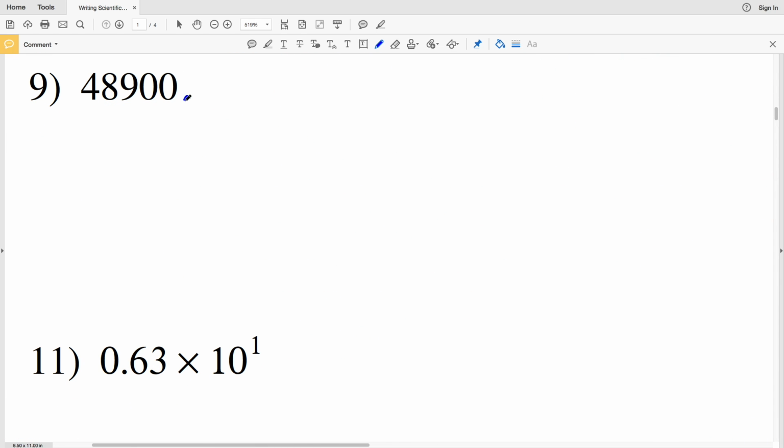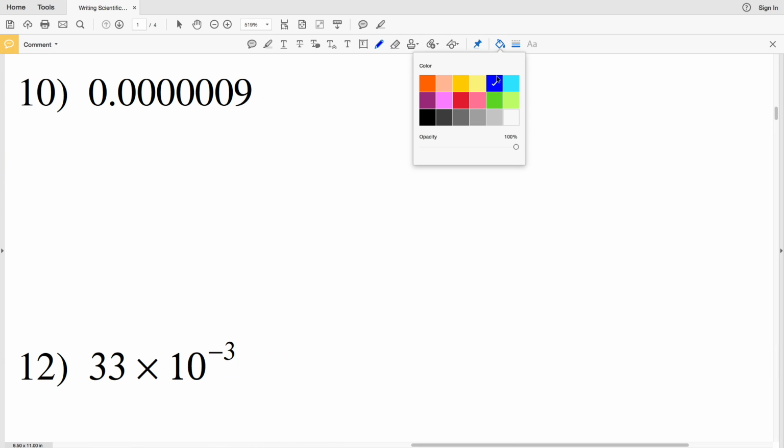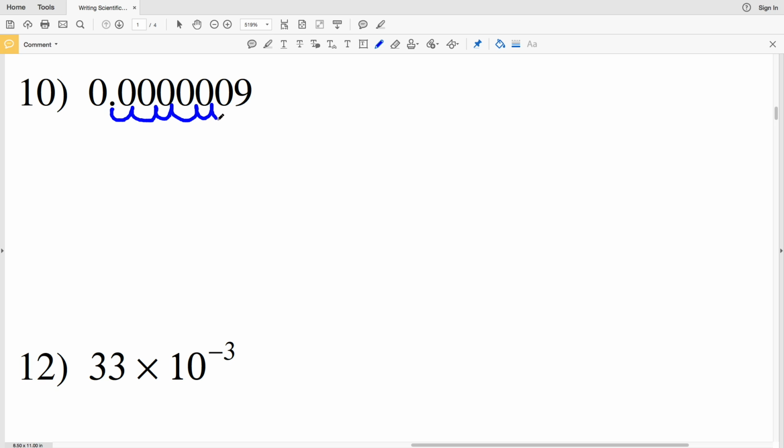And number 9, we're going to be moving our decimal place 1, 2, 3, 4 times to the left in order for there to be only one digit in the ones place. So that's going to be 4.89. And we drop our placeholder zeros. So 4.89 times 10 to the 4th. And number 10, we'll be moving the decimal place 1, 2, 3, 4, 5, 6, 7 times to the right. So this will be 9 times 10 to the negative 7th.